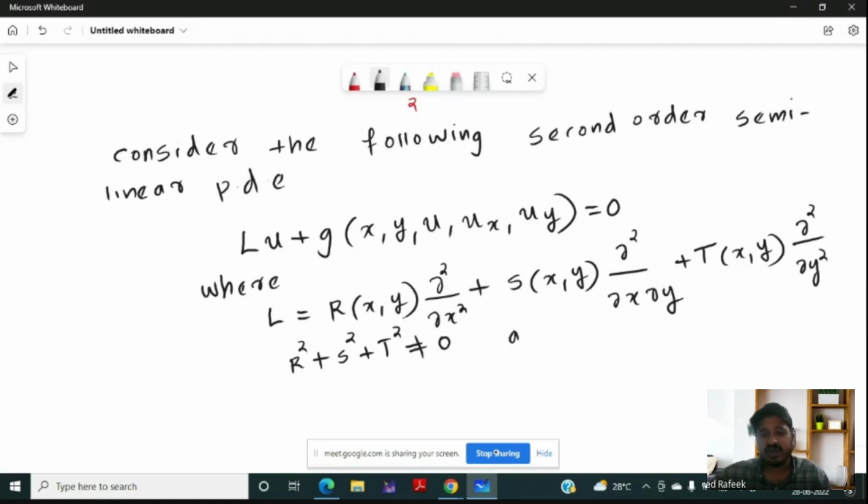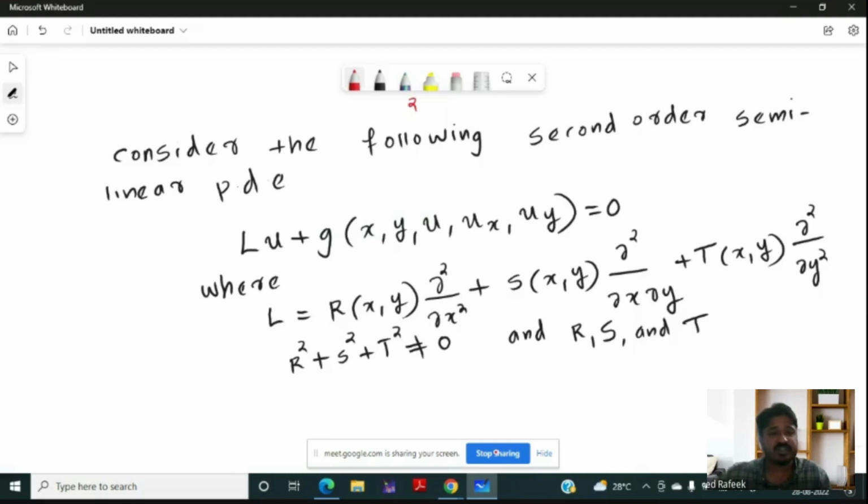and R, S, and T are continuous functions of x and y. Moreover, we further assume that these functions possess continuous partial derivatives with respect to x and y. Two conditions: one is R, S, T are continuous functions of x and y; further, they possess continuous partial derivatives with respect to x and y. Then the first condition.